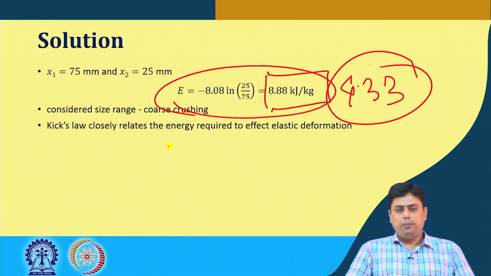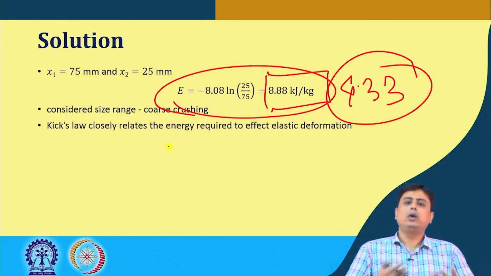So, I hope the reason for selecting Kick's law prediction is clear for this problem, and in general how you decide when such a problem occurs. You can calculate this energy requirement by all the three methods, Kick's, Rittinger's and Bond's, and if you have to choose, then look at the size reduction ratio.